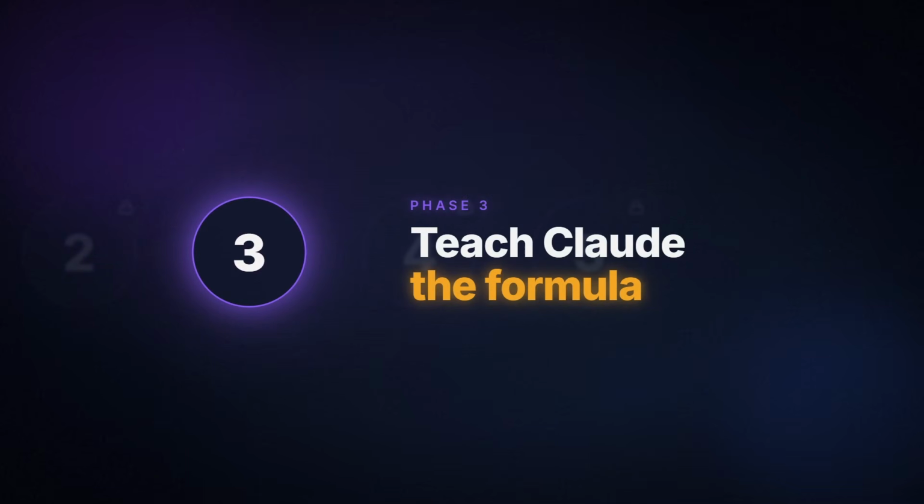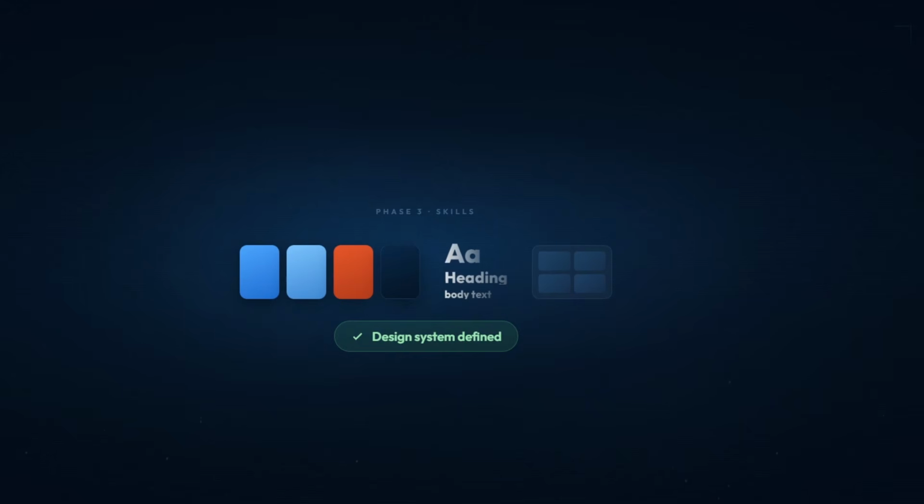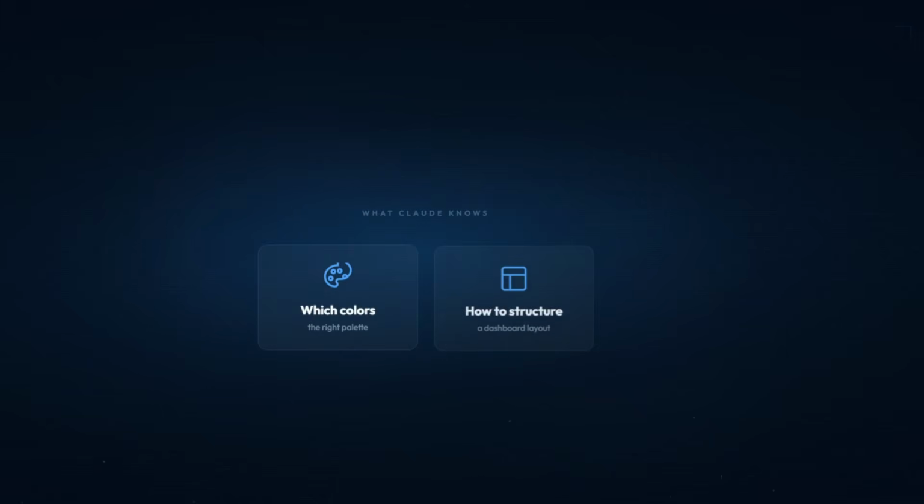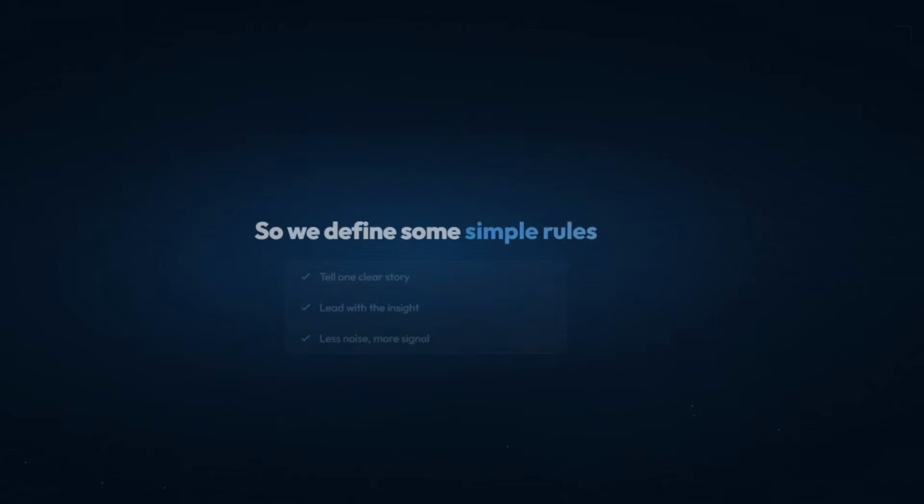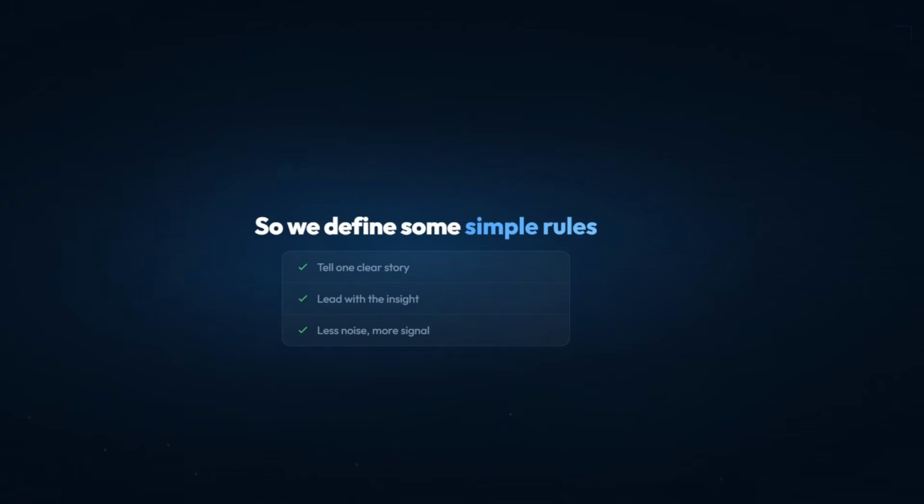Phase 3. Teach Claude the formula. You might think we're done here. We've defined the design system, right? But what does that actually mean? It means Claude knows which colors to use and roughly how to structure a dashboard. It doesn't know what makes something good storytelling or what makes a good dashboard. So we're going to define some reasonably simple rules for that.